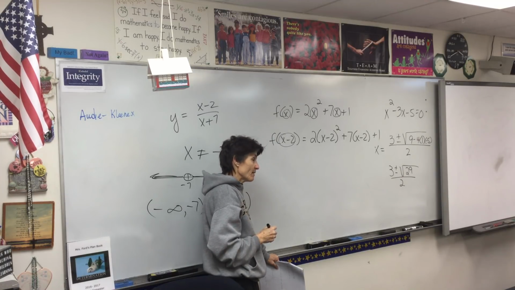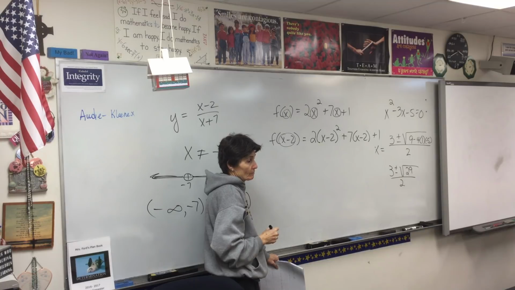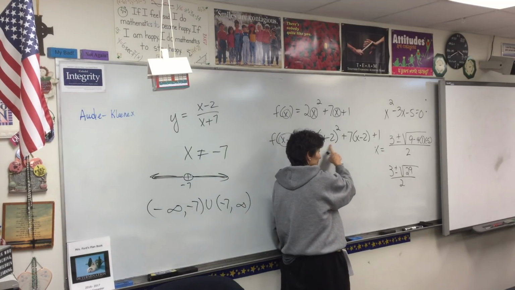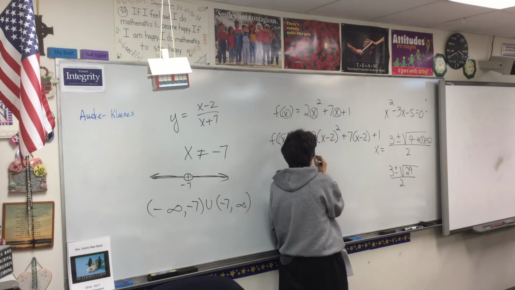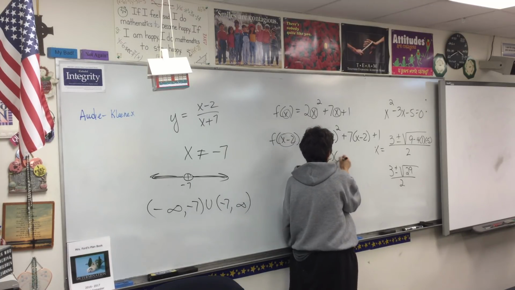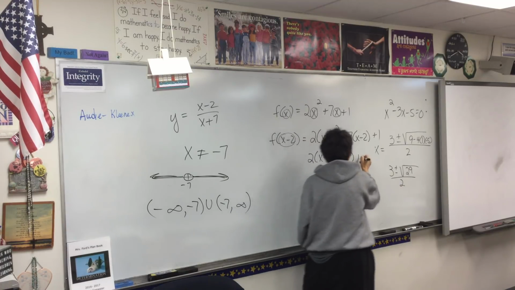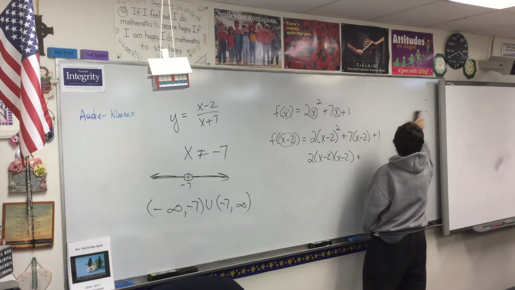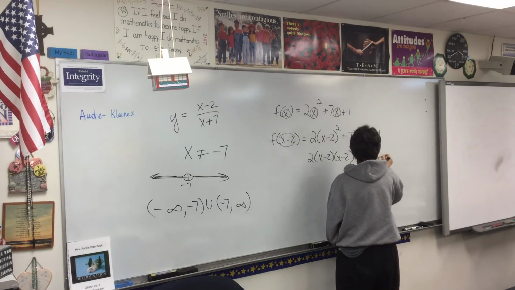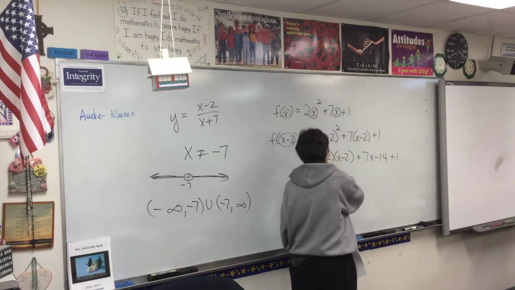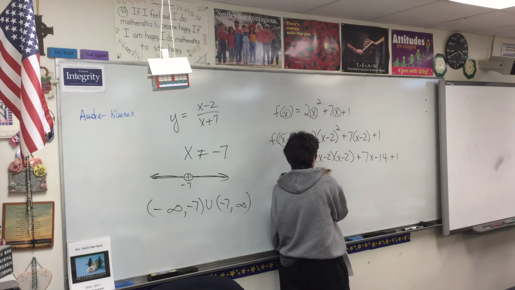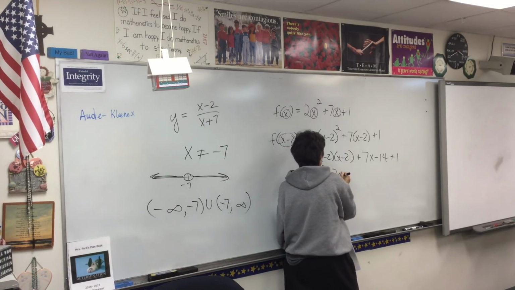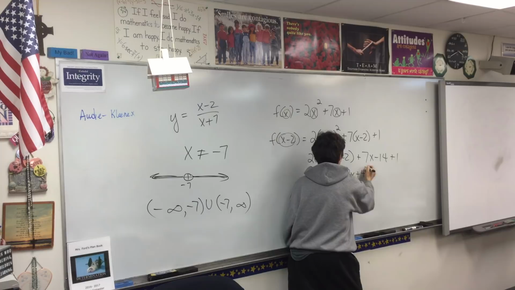Now what? I have to simplify that. That will not be the answer. What do I need to do? FOIL. So 2 times x minus 2, x minus 2, plus the rest of this. I can go ahead and distribute that, but I need to FOIL here. So I'll just keep the 2 for a minute and do my foiling. X squared minus 2x minus 2x plus 4.